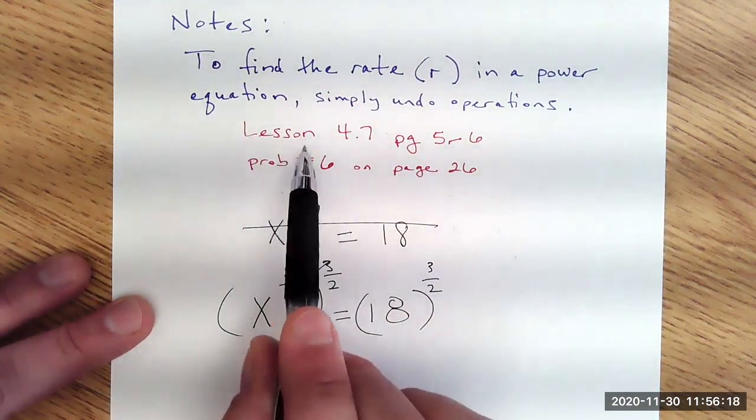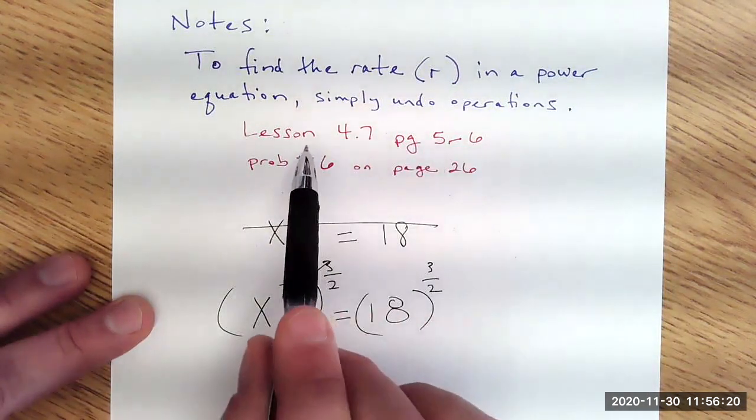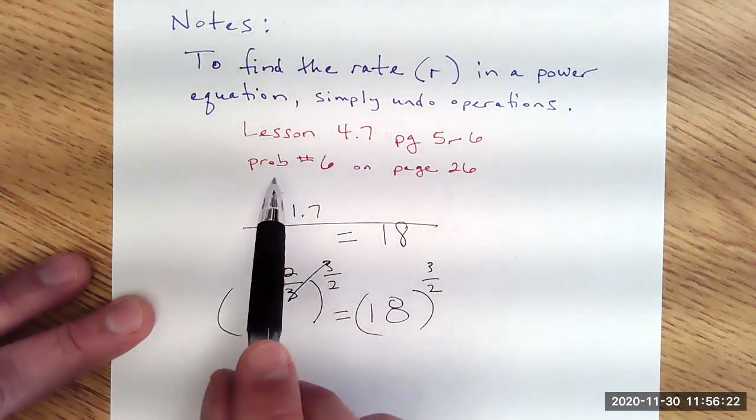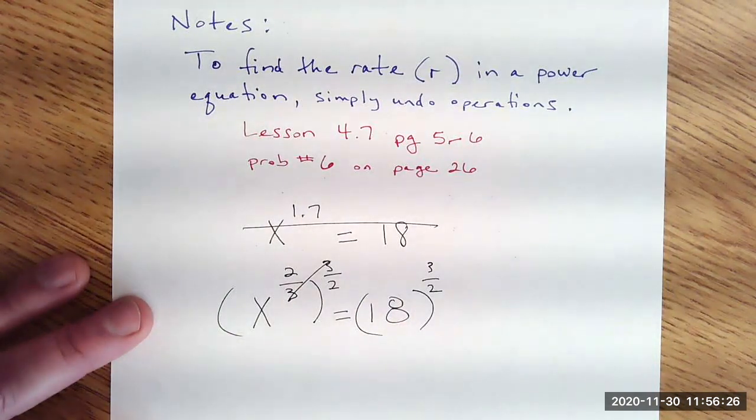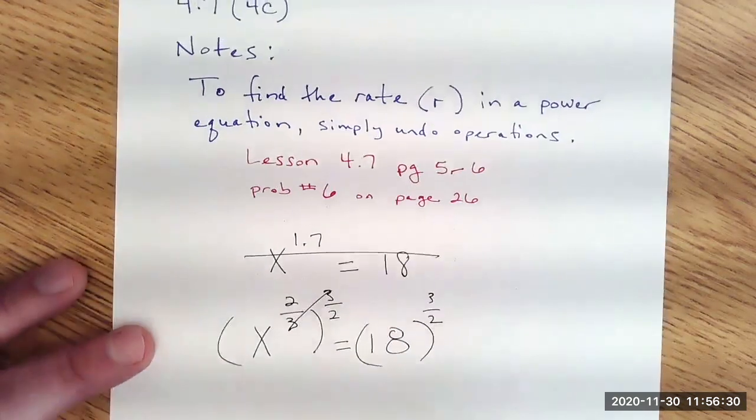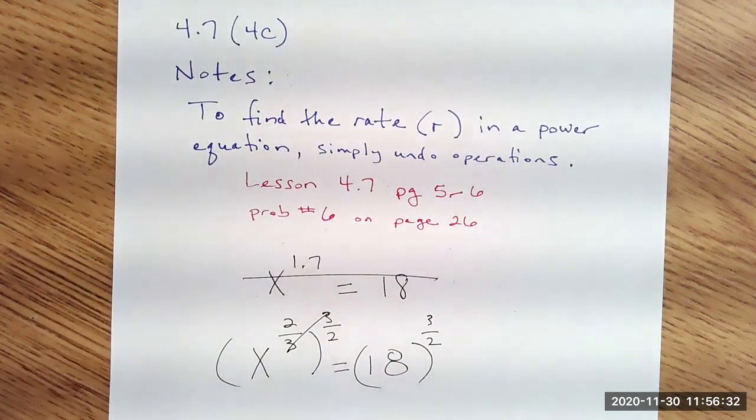A good example is on page 5 and 6 of lesson 4.7, and you should be able to do problem number 6 on page 26. So that's it. That's the three types of 4C problems. The next video will have me showing you 3 of one of those.